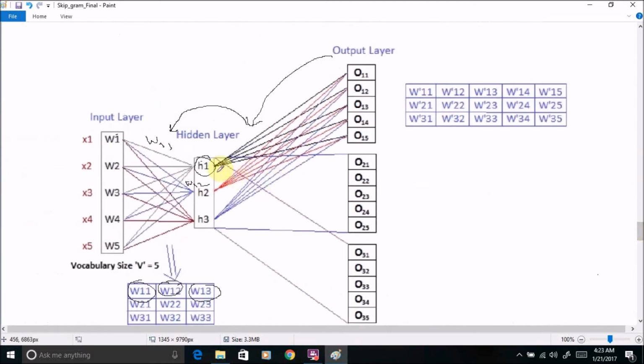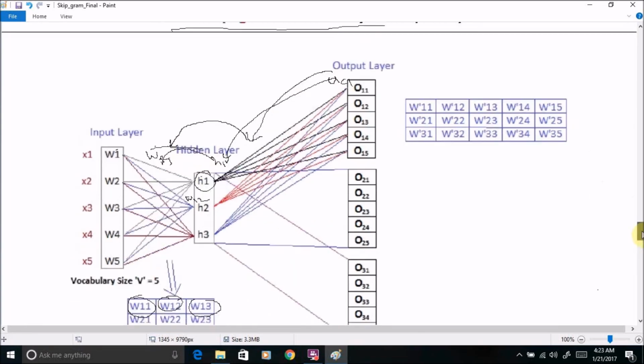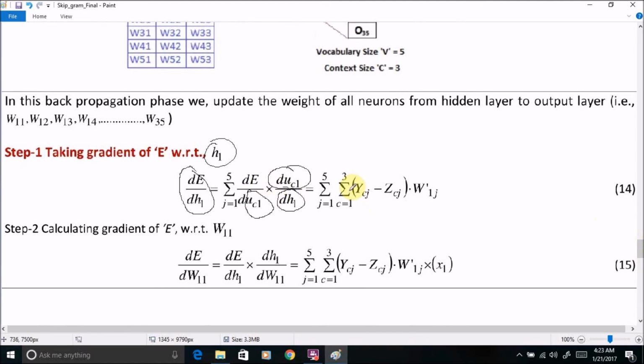So here the back propagation will be like that. Here Uc1, here H1, so it will be like that, and after that we will apply this updated weight in this back propagation. We already calculated these derivations, and this can be given here like that, and this part will result in this derivation output.